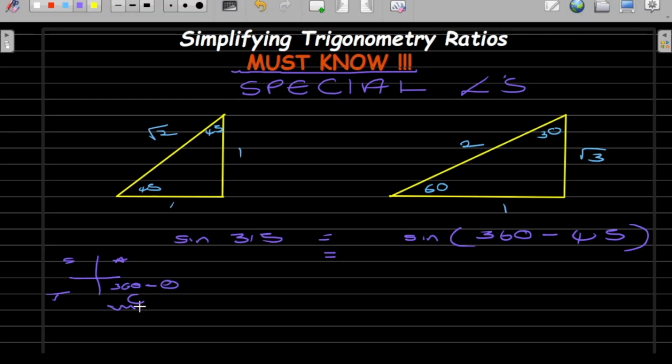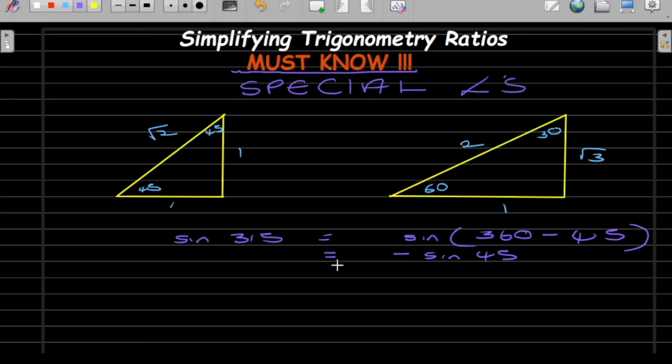But now remember that only cos is positive there. So over here we will say minus sine 45, right? Why did we say minus sine 45? Because in the fourth quadrant, that is where we have 360 minus an angle, and only cos is positive there. But in our case, we had sine, right, grade 12.